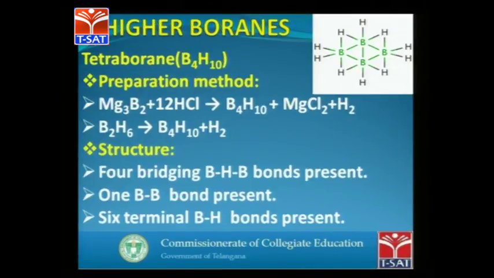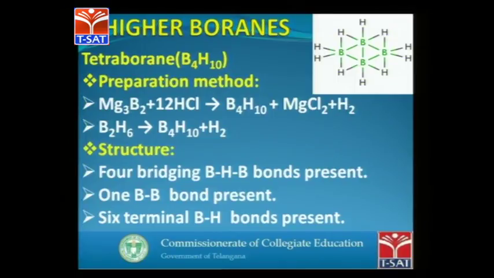Under higher boranes, we have tetraborane and pentaborane in our syllabus. If we observe the structure of tetraborane, preparation is very important. As usual, all the higher boranes are prepared from diborane at different temperatures. We will actually get a mixture of higher boranes. By maintaining the temperature carefully, we will get tetraborane, pentaborane and other higher boranes. One more industrial preparation is also there for tetraborane, that is magnesium boride with HCl reaction.